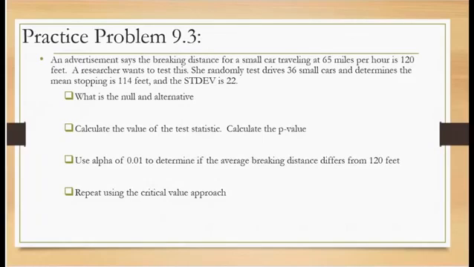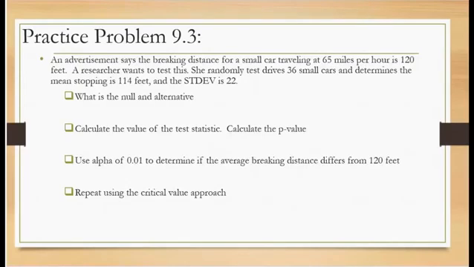So I thought I would do another one that's a two-tailed test, because sometimes those can be a little bit confusing. So we have this advertisement, and it says that the braking distance for a small car traveling at 65 miles an hour is 120 feet. Okay, and a researcher wants to test this, so she randomly test drives 36 small cars and determines that their mean stopping distance is 114 feet with a standard deviation of 22.